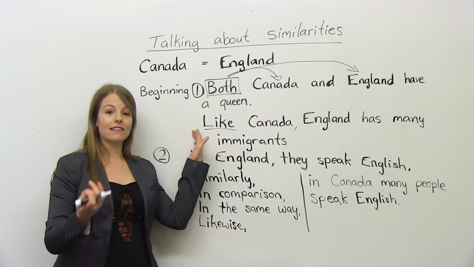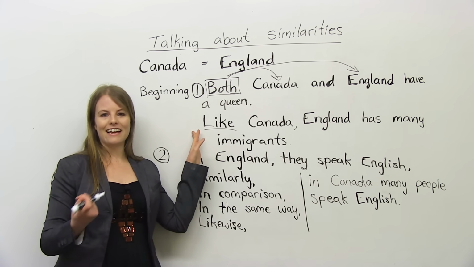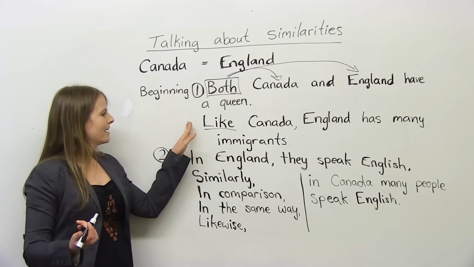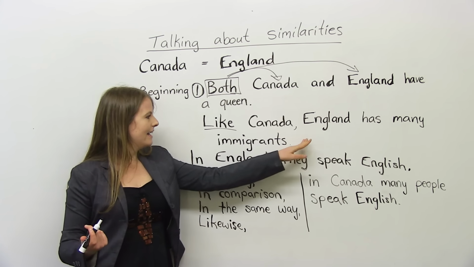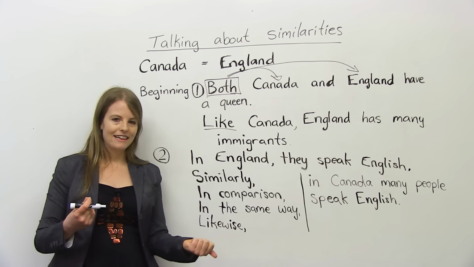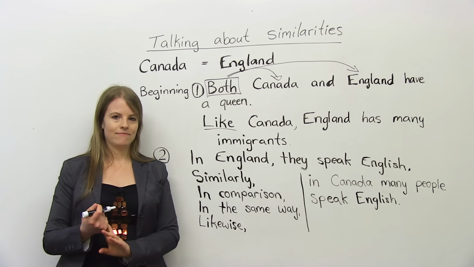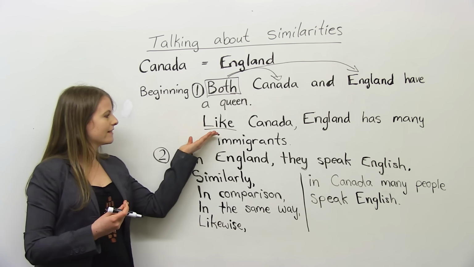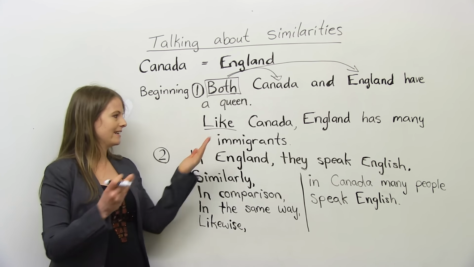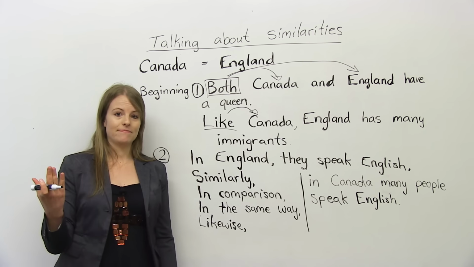We can also say like. In this case, we're not saying I like Canada or I like, showing preference. We're again showing similarity. Like Canada, England has many immigrants. Canada has many immigrants. England has many immigrants. Like Canada, England has many immigrants. And again, you'll notice like is at the beginning of the sentence. It's often, not always, but often at the beginning. We have it followed by a noun.